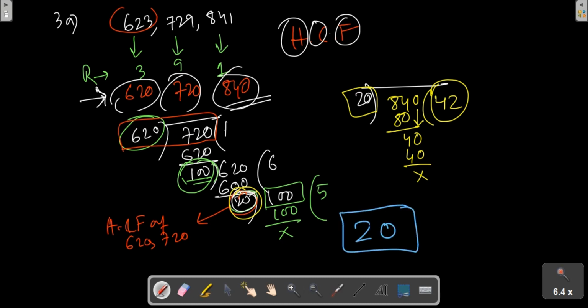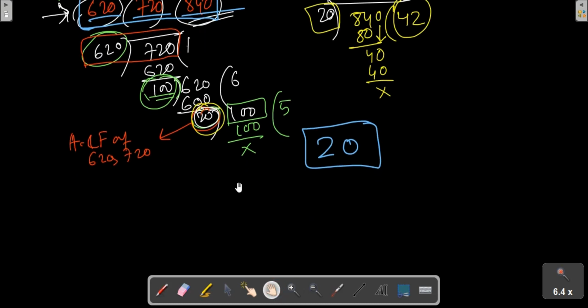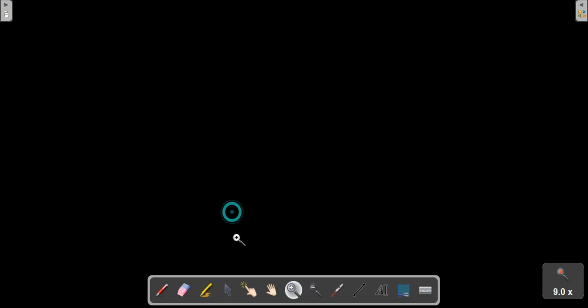Ultimate answer means this is the largest number that will divide all of these and leave the remainders 3, 9 and 1. This 20 is the number which will divide all these numbers, 620, 720 and 840. Okay. So moving towards the next sum then.